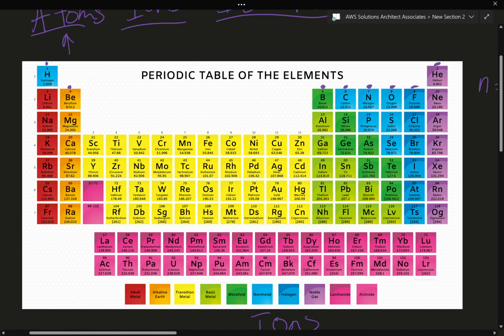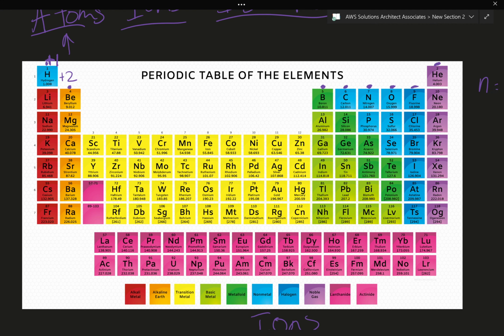So I told you, all these guys over here, they lose one electron, and that is where the plus one comes in, okay? The plus one comes in because they've lost an electron. Now, all the elements in this group over here, let's call it group beryllium, they lose 2 electrons. All right, they lose 2 electrons.